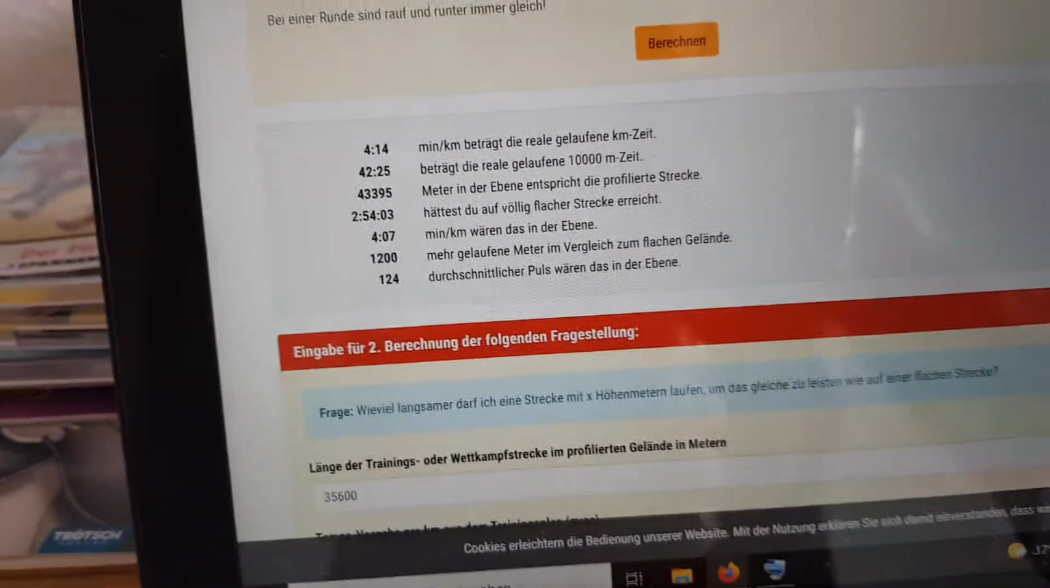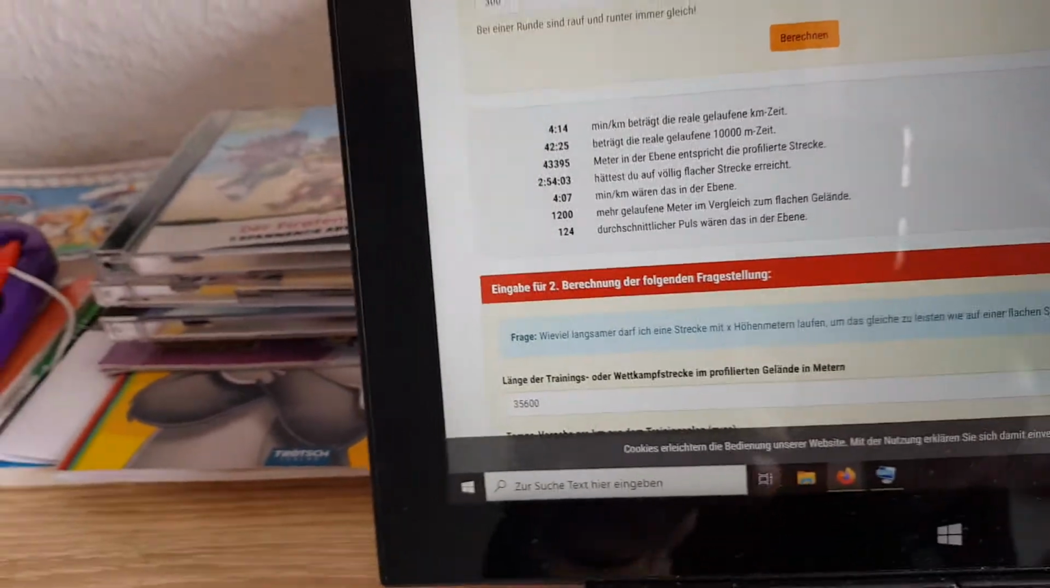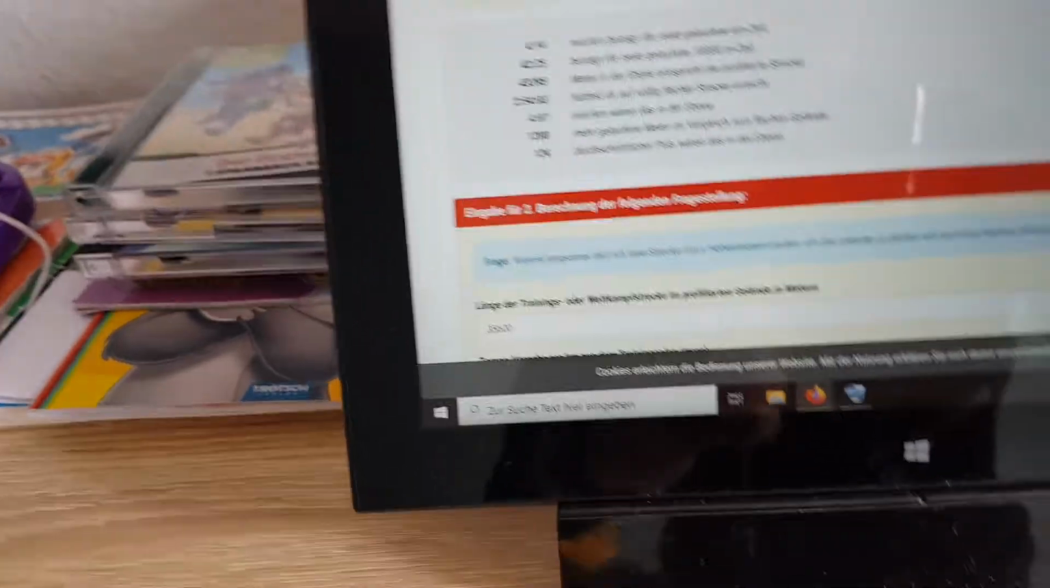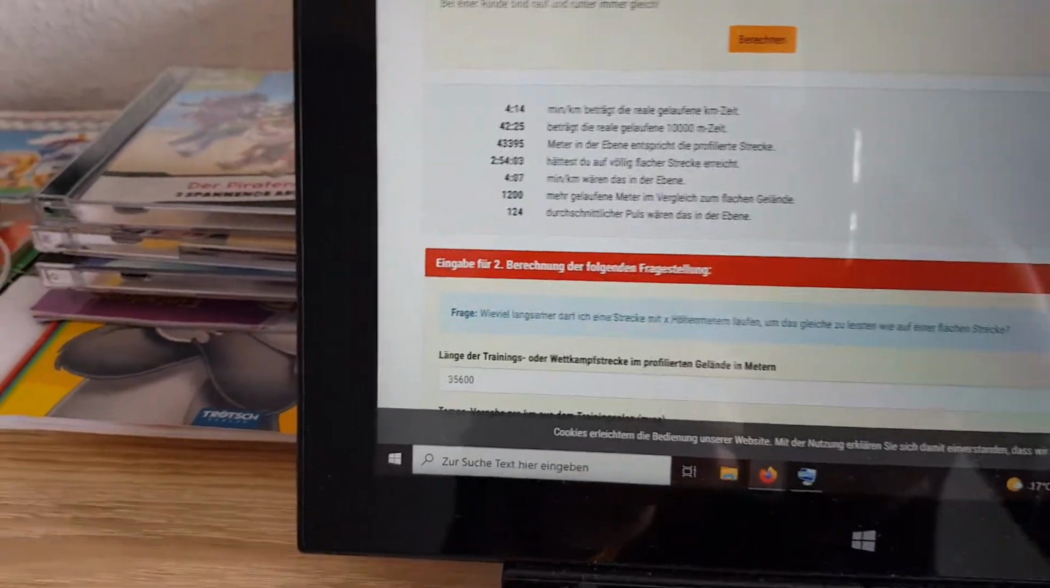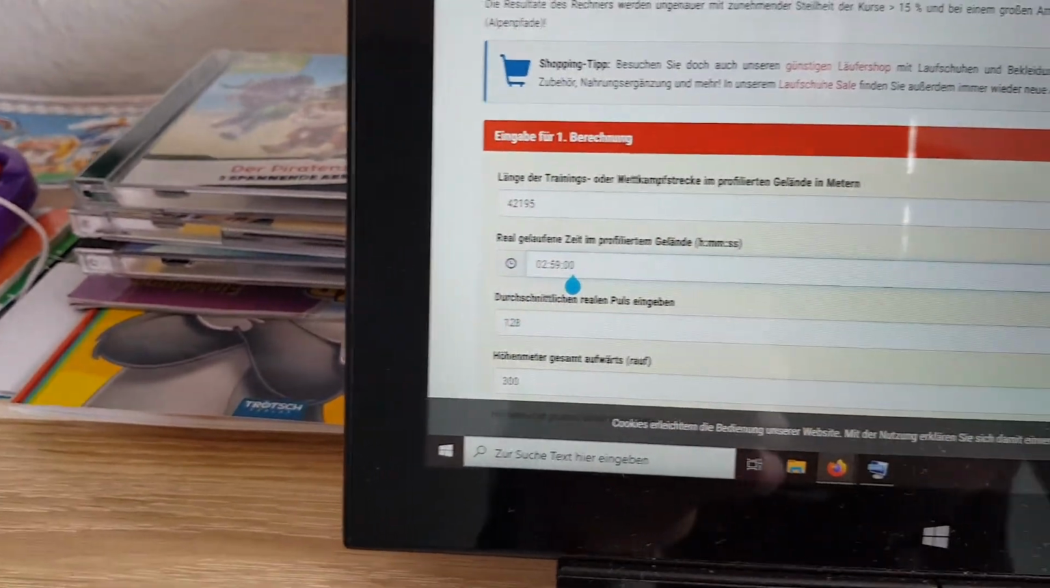Now, how do you calculate that if you have a flat predicted time of, let's say, 3 hours, and you are now having a course with 300 meters of elevation? I would just go the other way.